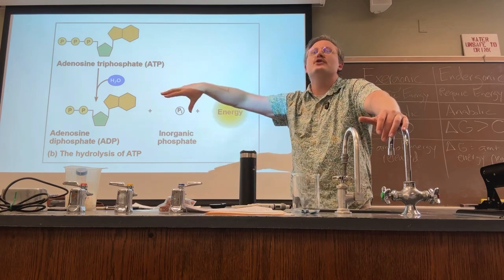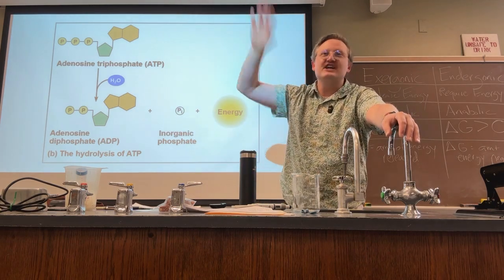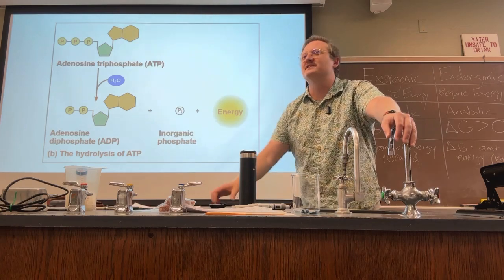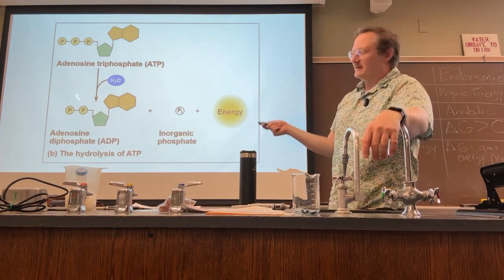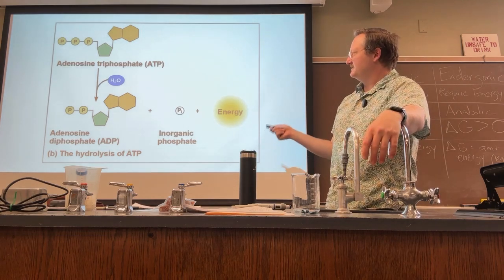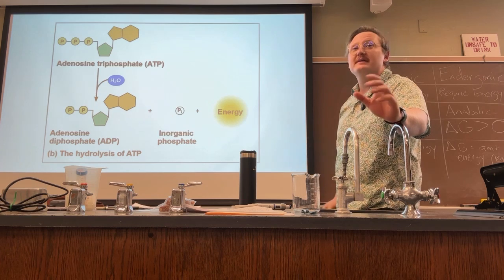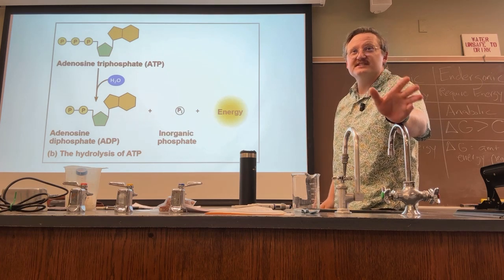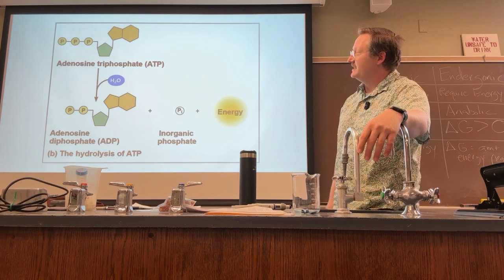You can use it to move a motor protein. You can use it to make a flagellum whip. All right? You can do all sorts of things with ATP. Solid. So the terminal phosphate group gets cleaved. It releases what we call an inorganic phosphate because it now no longer has carbon in it. All right? So it's not an organic molecule if there's no carbon in it. And it releases some energy.